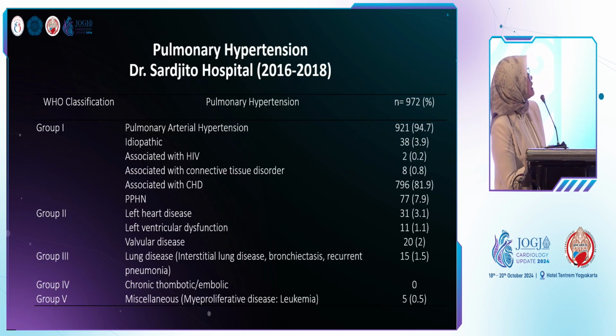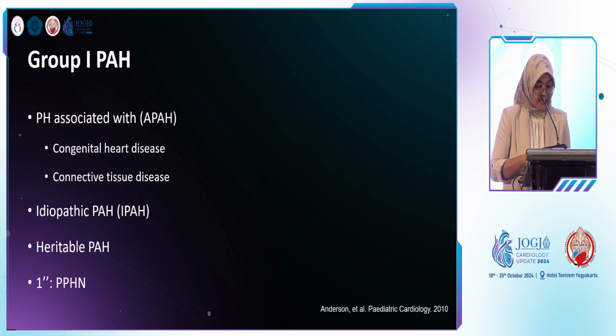In our Department of Pediatrics in Dr. Sarjito Hospital, as you can see here, the majority of patients with pulmonary hypertension belong to the first group, which is pulmonary arterial hypertension, at 95%. It's followed by left heart disease, which is contributed by rheumatic heart disease, about 3%, and then lung disease.